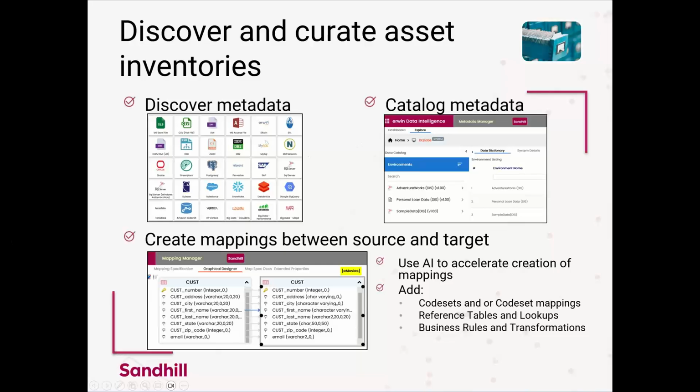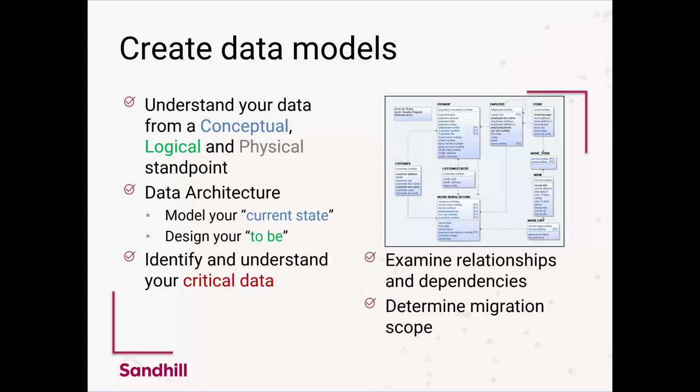So how do we start on this? Well, as I was saying, we can start using the tool sets to help us catalog the metadata in there, and help to create the mappings between those. And then we can also use the erwin Data Modeler to help us create the data models that we've got. They give us the option to understand the conceptual, the logical and physical data points, understand the current and the to-be, understand the critical data, and examine the relationships and the dependencies.